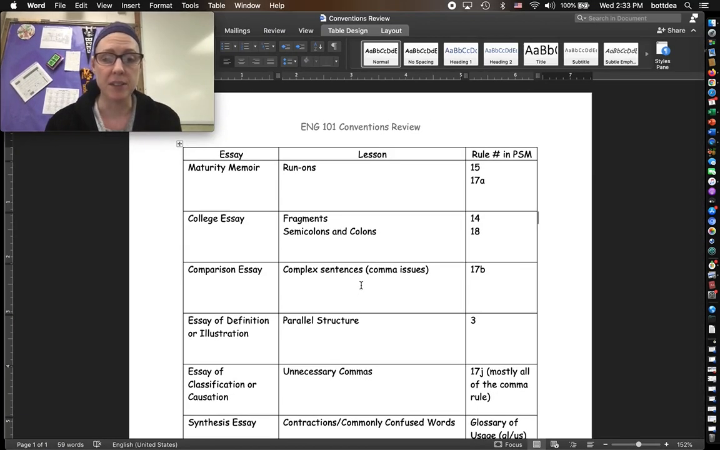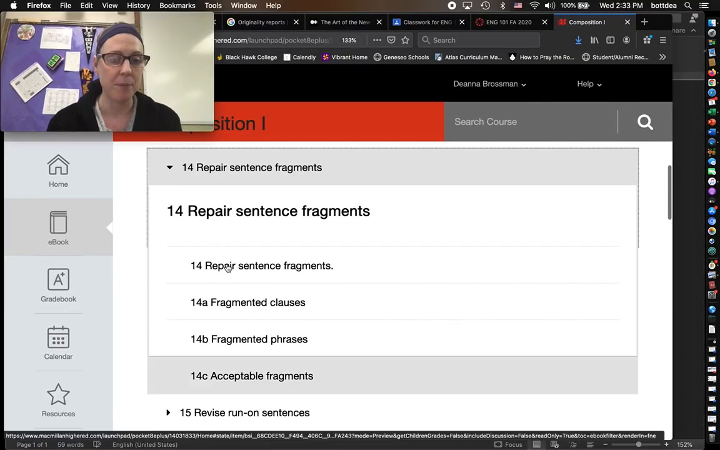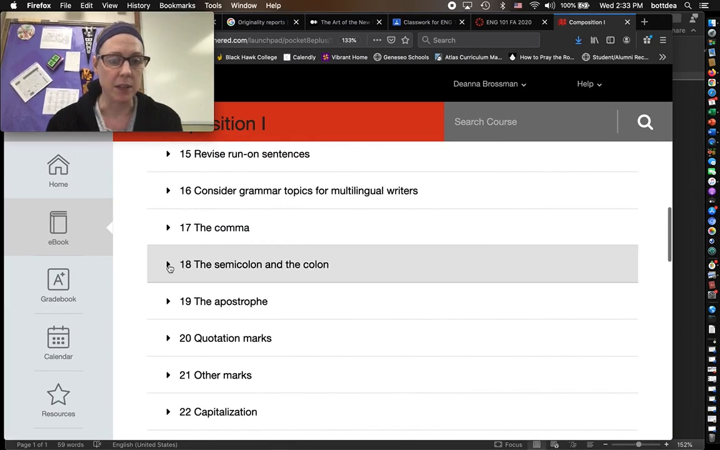Okay, so for the comparison essay, we sort of went farther in our knowledge of dependent clauses, which remember is exactly what we just talked about from Rule 14. Oh wait, I forgot to go back over the semicolons and colons rule with you. Let me do that. Let's go to 18 first before I get ahead of myself.